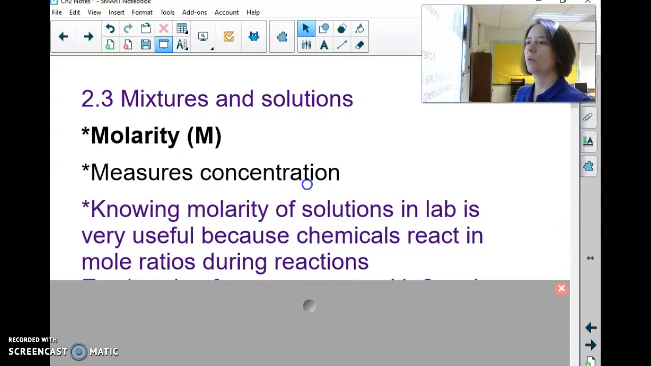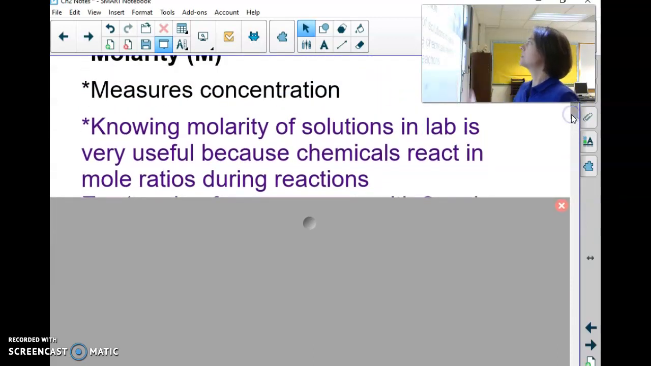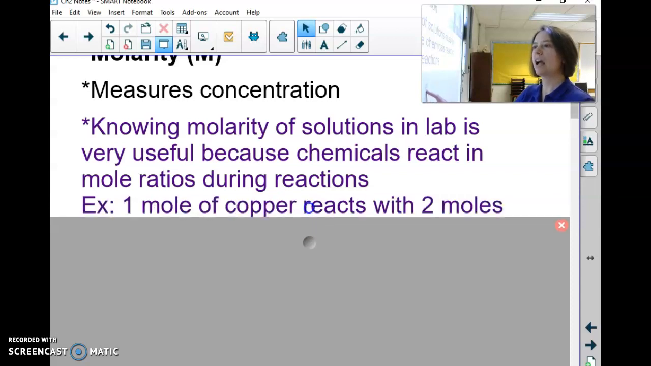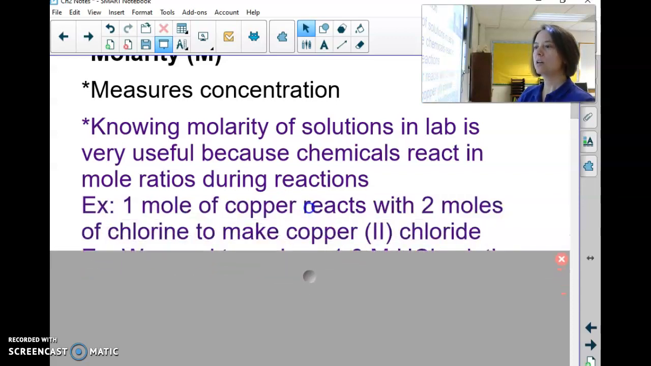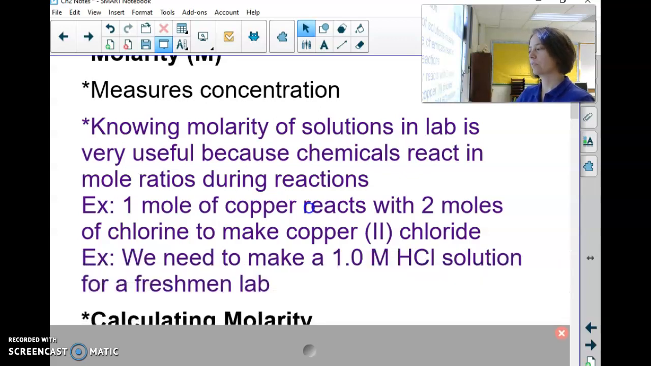Why are we learning another way? Knowing the molarity of a solution in a lab is very useful because chemicals react in mole ratios during reactions. For example, 1 mole of copper reacts with 2 moles of chlorine to make copper 2 chloride. It's not like 1 gram of copper reacts with 2 grams of chlorine to make copper chloride. So we need to know the moles.